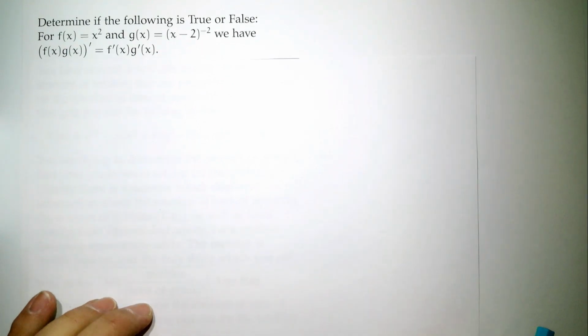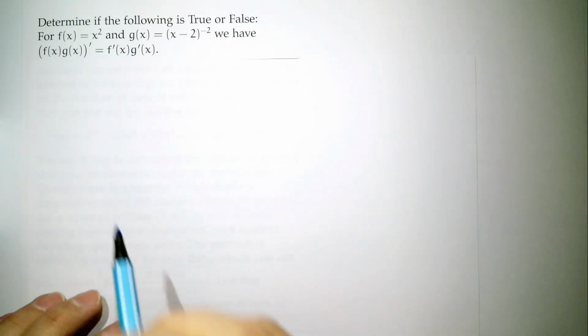All right. Determine if the following is true or false. F of x is x squared. G of x is x minus 2 raised to the power of negative 2. And the derivative of f times g is the derivative of f times the derivative of g. All right, what's your gut feeling? True or false? False. We should check, just to be careful.